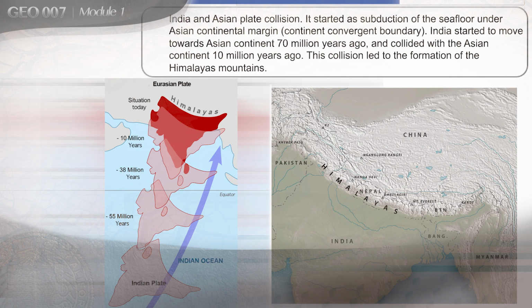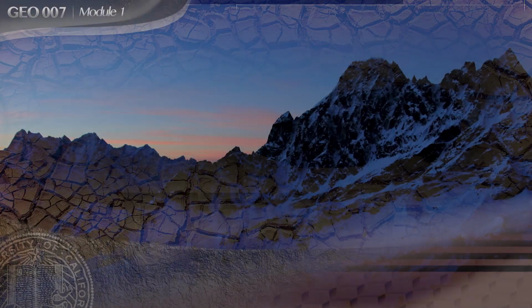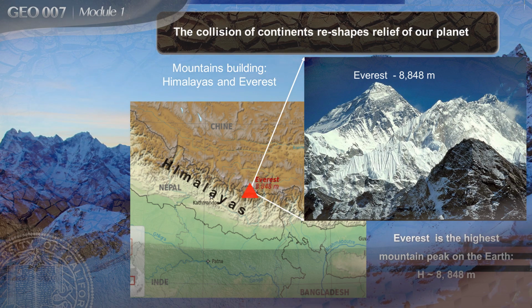The collision of continents reshapes relief of our planet. The India-Asia collision led to the formation of the Himalayan mountains, including Everest, the highest mountain peak on Earth, at about 8,848 meters high.